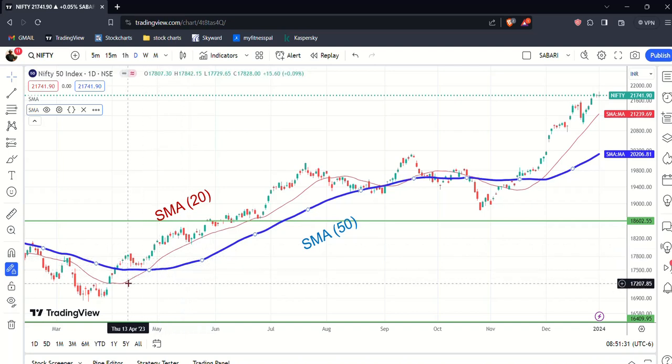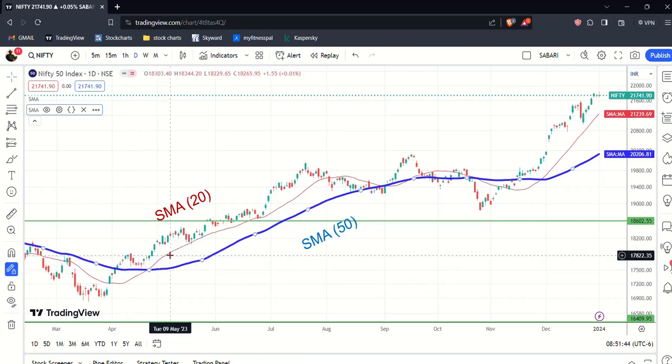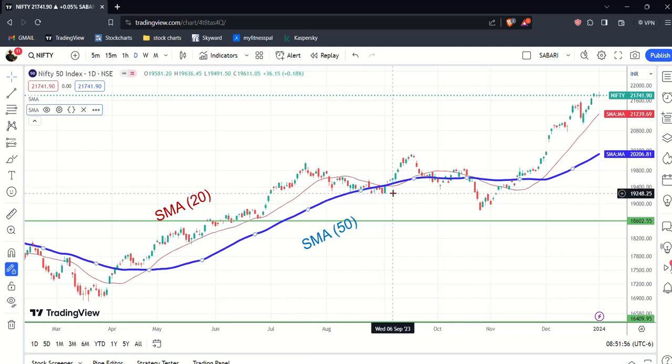Right here, the red one crosses the blue one. So support and resistance occur in this place. And what is a buy signal? When the shorter moving average crosses above the longer moving average, it's a buy signal. And what is a sell signal? When the shorter moving average crosses below the longer moving average, it's a sell signal. This is not a real sell signal, but just for theoretical purposes, that is the case.